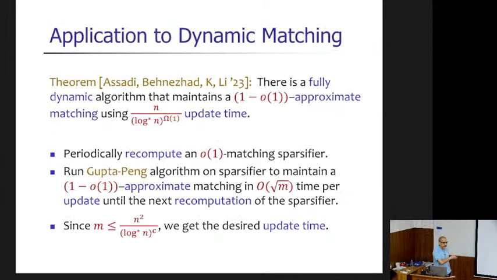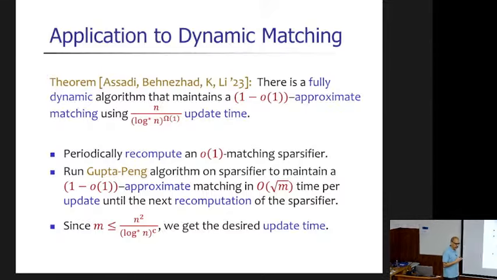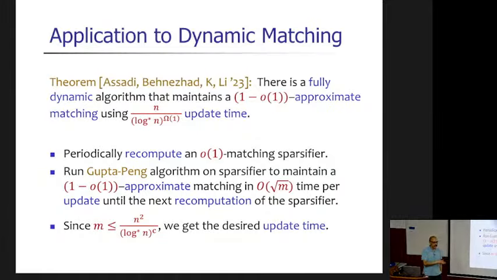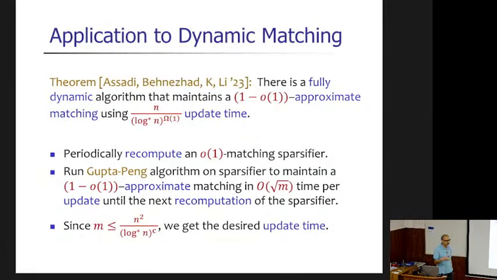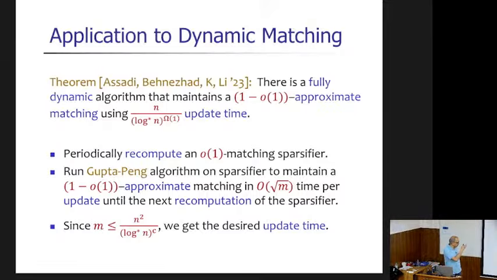Okay, so just to recap how this is used, we are going to periodically recompute this matching sparsifier, and it can be shown that the sparsifier is robust. It can withstand a very long sequence of edge updates and still remain a valid sparsifier. Then we run the Gupta-Peng algorithm on the sparsifier, but m has now become n square over polylog star n. So square root m is n over polylog star n. This is as simple as that.